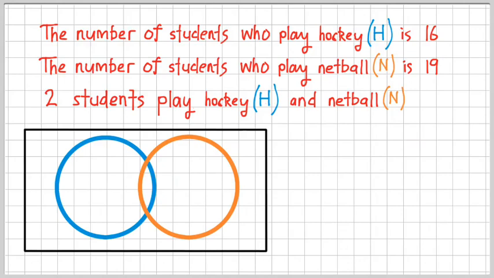And the reason is because we've got some students who play both hockey and netball. So if you look carefully, that region in the middle, or the part in the middle where the 2 circles cross each other or overlap, that represents the students who play both sports. So now let's label what we've got here, 2. So 2 students who play hockey and netball. Okay, so the blue circle is the total number of students who play hockey, that is 16. But what I want to put in here is this.